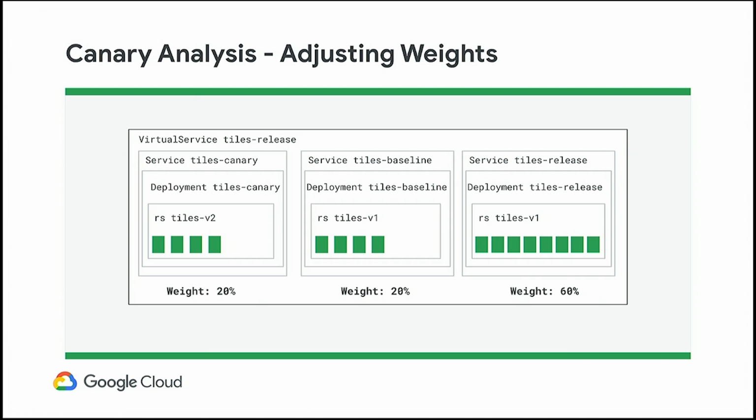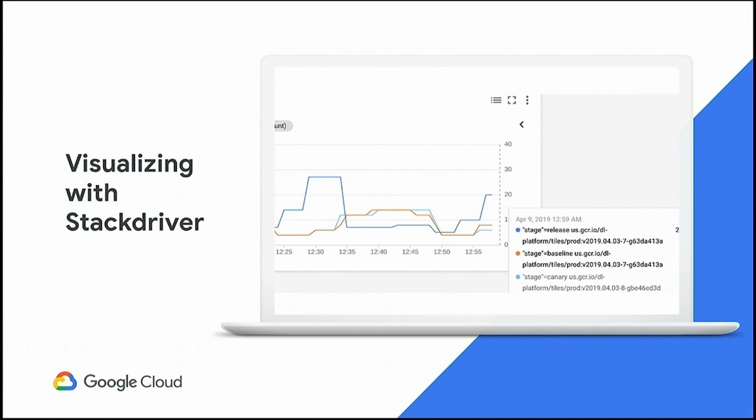And as this occurs, our traffic, and thus the CPU across each deployment, is going to increase. And so our horizontal pod autoscaler is going to begin to scale our tiles baseline and tiles release as a function of the load. One of the ways to visualize this is with Stackdriver. Here's a chart I created to view the current numbers of tiles pods as reflected by their CPU request counts. You can see our release deployment scaling up and down as a function of traffic, while our Canary and baseline are also scaling up to meet the demand as virtual service weights are increased.